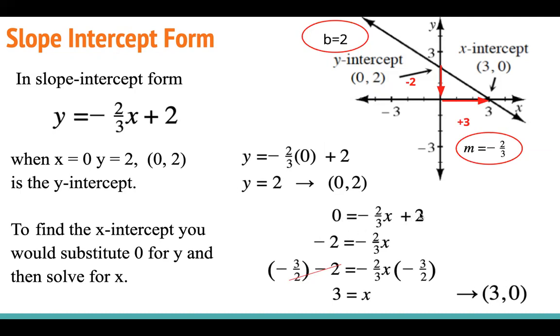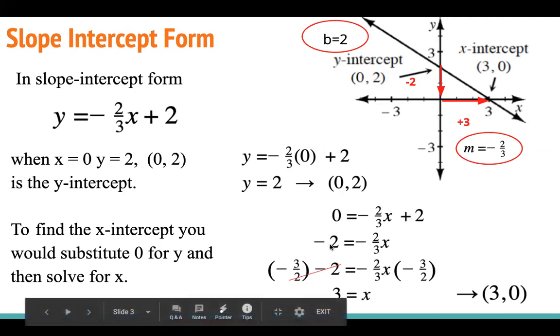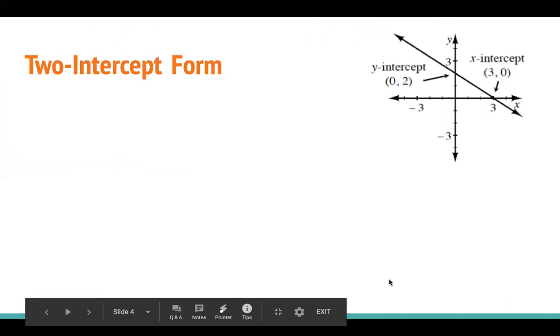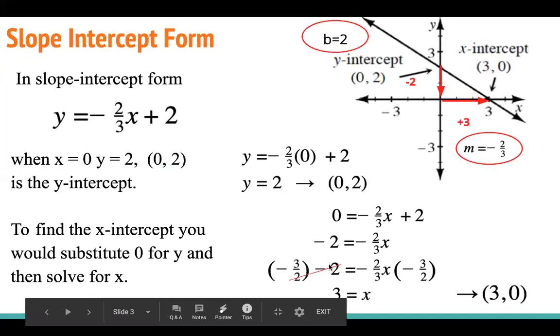I start solving by subtracting 2 from both sides. I get negative 2 equals negative 2/3 x. And then I multiply by the reciprocal. Here, negative 3 over 2 on both sides. The negative 3 over 2 cancels on the right side. And on the left, I can divide. 2 divided by 2 is just 1. The negatives cancel, and I'm left with x equals 3.